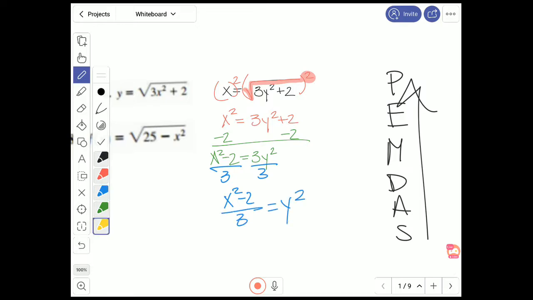Now I can get rid of that square. To get rid of this square, I'm going to take the square root of both sides. So I end up with the square root of x squared minus 2 divided by 3 equals y.